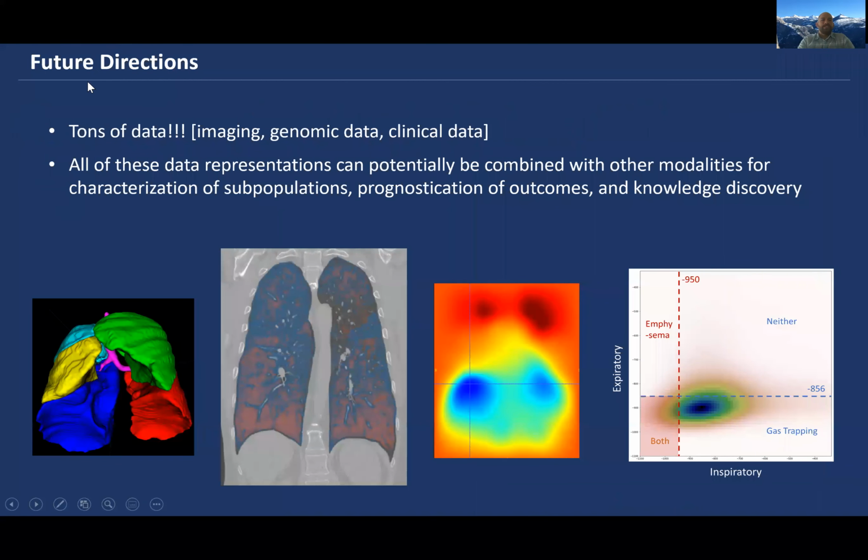So just to summarize, there's just a ton of data. This is a massive database with images. I'm not a bioinformatician, but there's a large amount of genomic data as well. There's a lot of clinical data, and all of these different representations can be used together in what they call a multi-omic approach, which can be used to characterize subpopulations, right? Predict outcomes like hospitalizations, exacerbations, as well as discover new biomarkers, which can further characterize this group of people suffering from COPD.